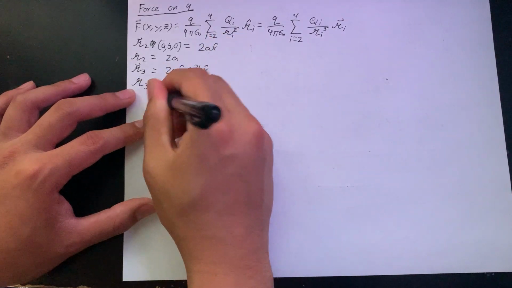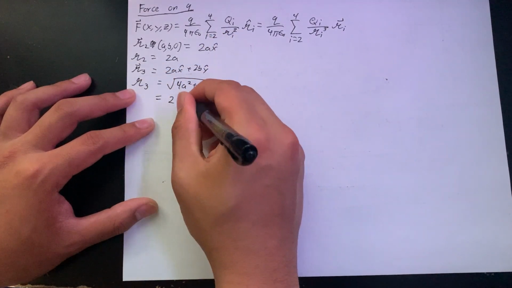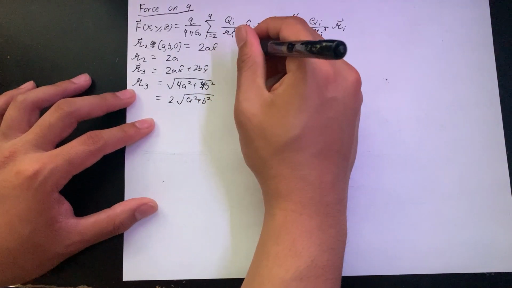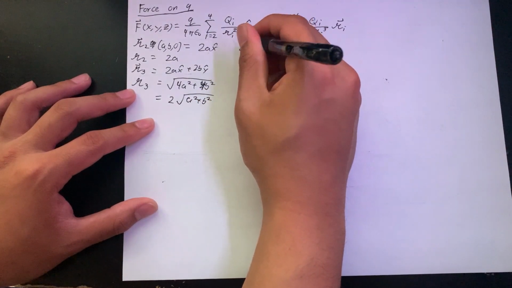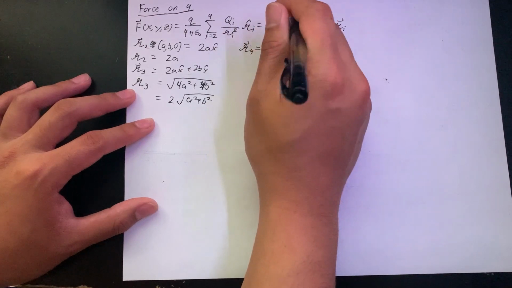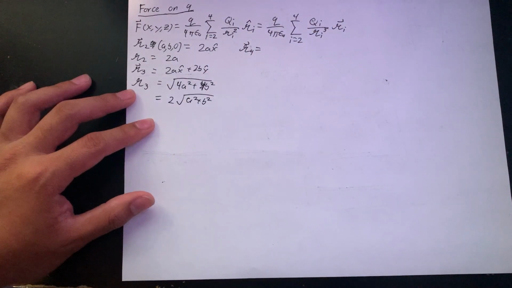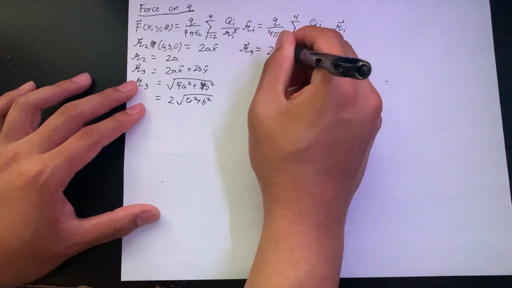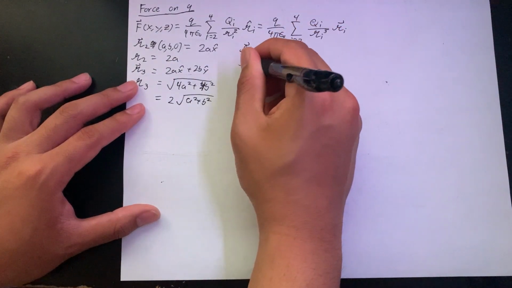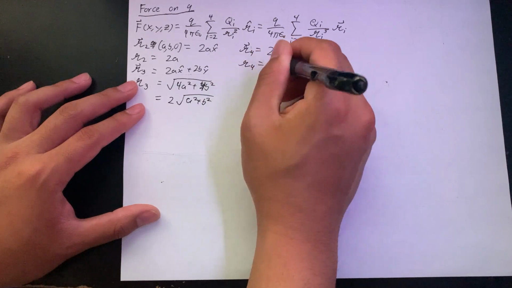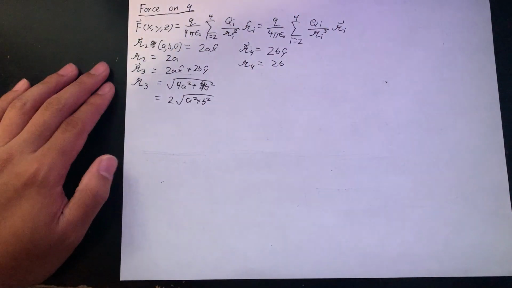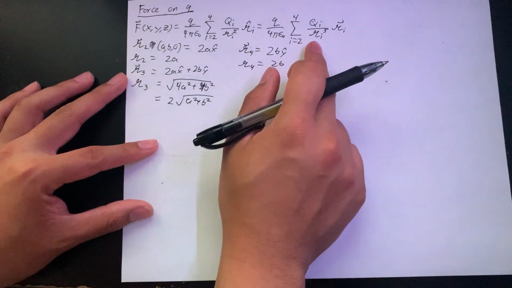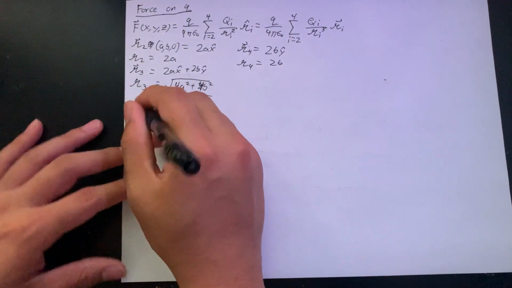And then bring the 4 out to a squared plus b squared. Alright, and then our fourth one, evaluated at a, b, 0, is going to give us 2b y hat, and then the magnitude is going to be 2b. So now we can plug all these into our force equation up here.